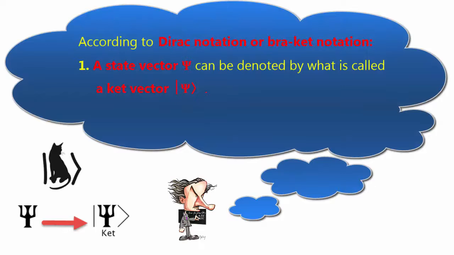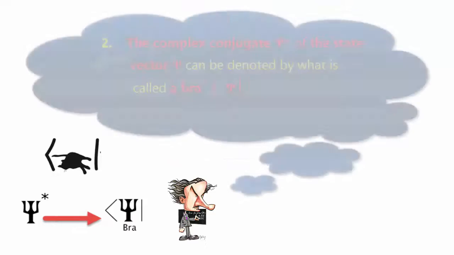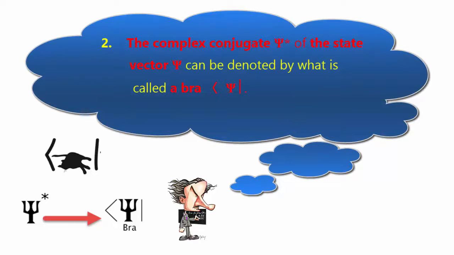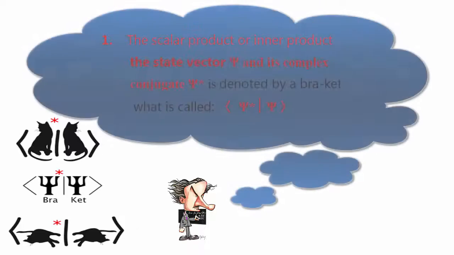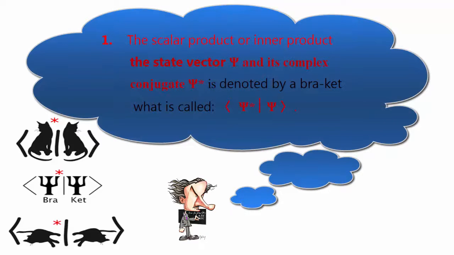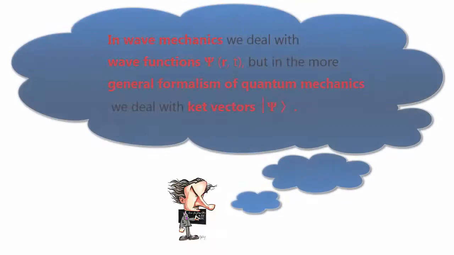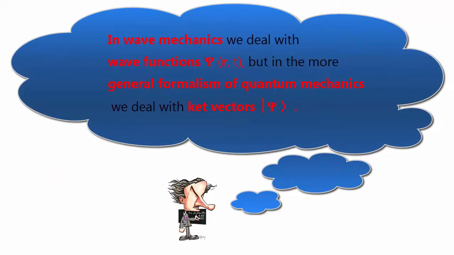According to Dirac notation or bra-ket notation: 1. A state vector psi can be denoted by what is called a ket vector, |psi>. 2. The complex conjugate psi star of the state vector can be denoted by what is called a bra vector, <psi|. 3. The scalar product or inner product of the state vector psi and its complex conjugate psi star is denoted by a bra-ket, <psi*|psi>. In wave mechanics we deal with wave functions psi(r, t), but in the more general formalism of quantum mechanics we deal with ket vectors |psi>.